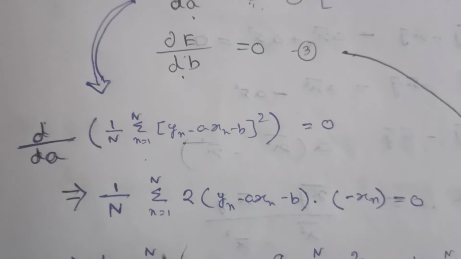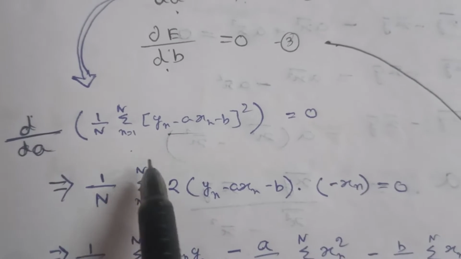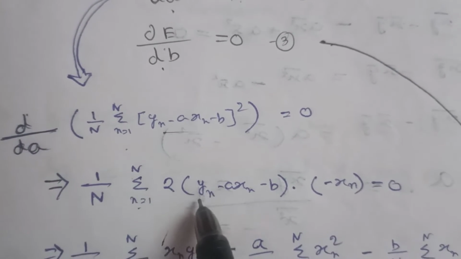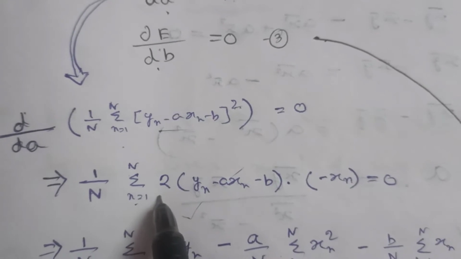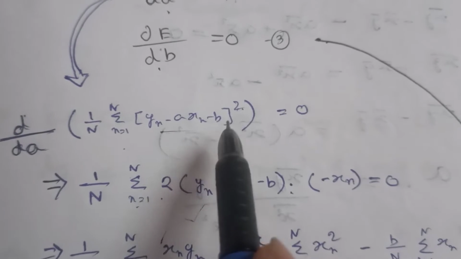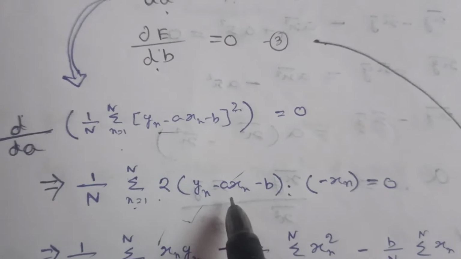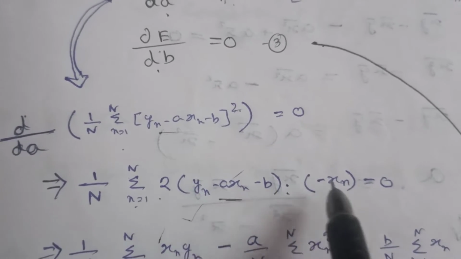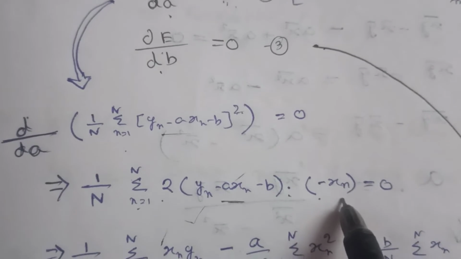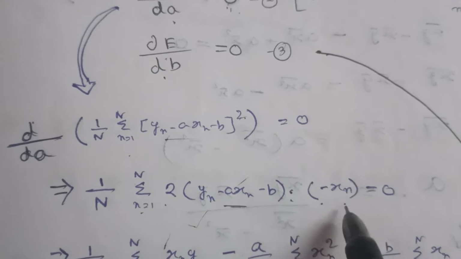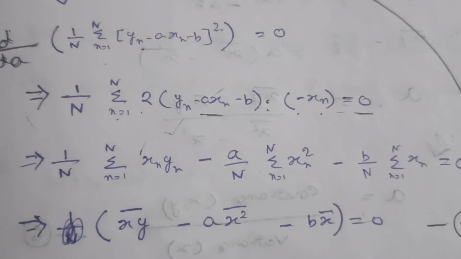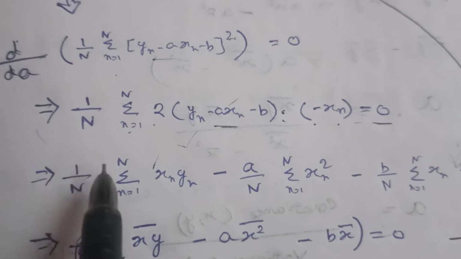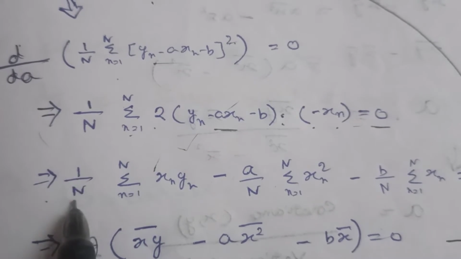The 1 by N comes outside, and the whole summation is here. In the differentiation, the 2 comes down, and the whole thing remains after that, and the differentiation of this particular part, minus axn, will give minus xn. We are going to multiply that after. So this whole thing will be equal to 0 because this is our minimum point. Now let's solve it. This is going to remain the same, 1 by capital N.